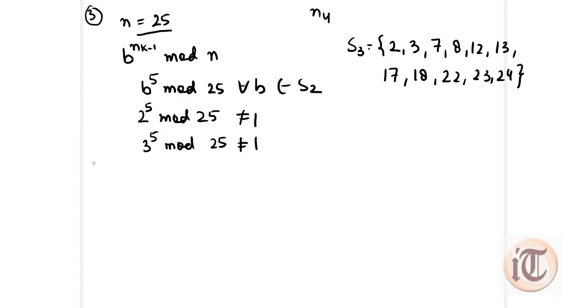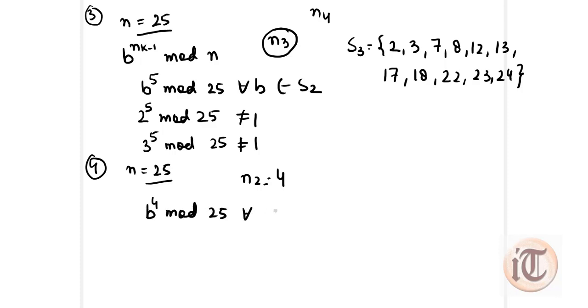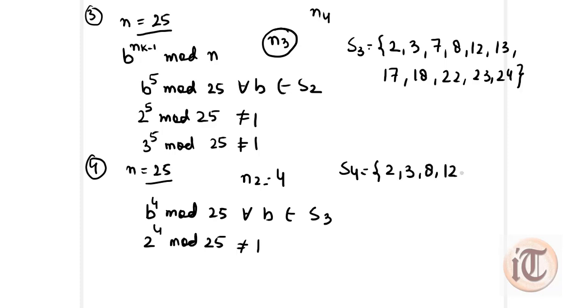Okay. Now the next step is, for this number n equals 25, we have to compute b to the power k minus 1. Means in step 3 we considered n3, now we consider n2. What is n2 here? n2 is 4. So again we have to calculate b to the power 4 mod 25 for all b which belongs to set S3. First we calculate 2 to the power 4 mod 25, and again it is not equal to 1. So we will create a new set S4, and in the same way we calculate all the values of S3. S4 contains 2, 3, 8, 12, 13, 17, 22 and 23.